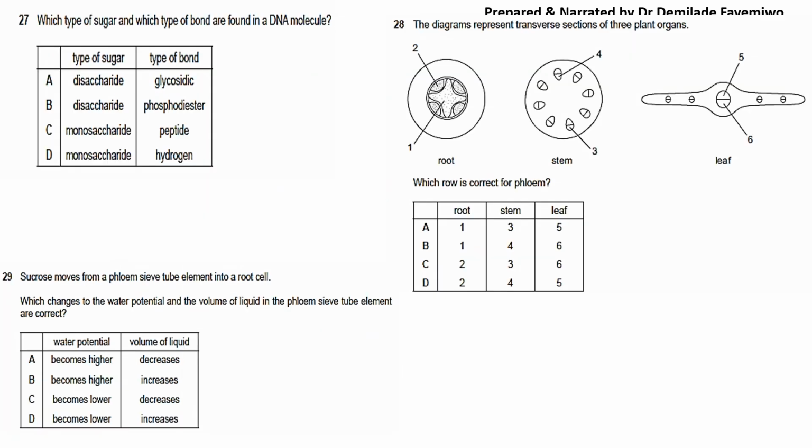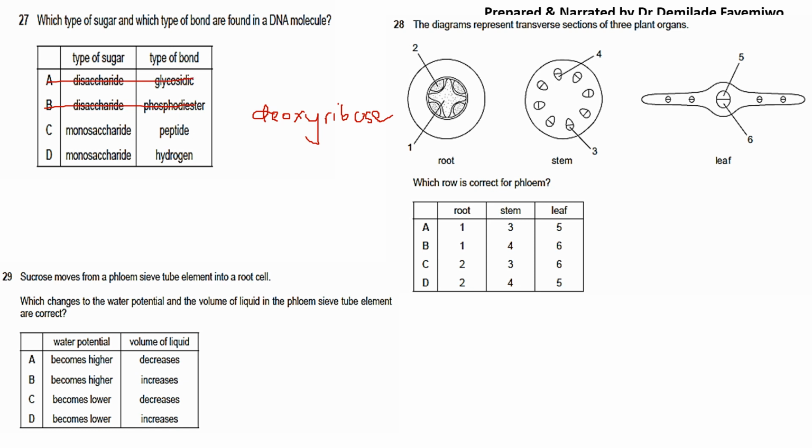All right, let's look at 27, 28, and 29. Which type of sugar and which type of bond are found in a DNA molecule? In a DNA molecule, you have what you call deoxyribose. That's what the sugar is called. Again, please watch the videos that I've done on these chapters. And deoxyribose is a monosaccharide. It's not a disaccharide, it's not a polysaccharide. So already you can just go ahead and eliminate those ones.